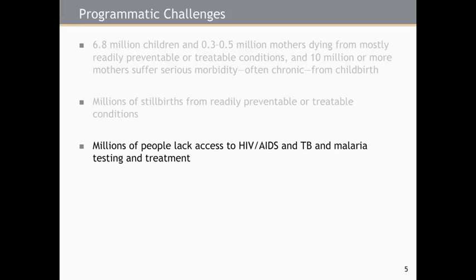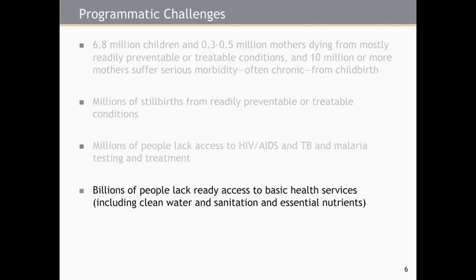that people have. And then finally, we all know that billions of people are lacking ready access to other basic health care services beyond these particular priorities. And of particular note as well is the lack that billions of people have to clean water and sanitation and essential nutrients. And in the Alma-Ata conception of primary health care, addressing these issues is a fundamental part of the framework.